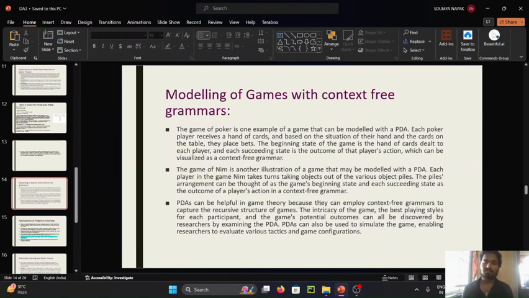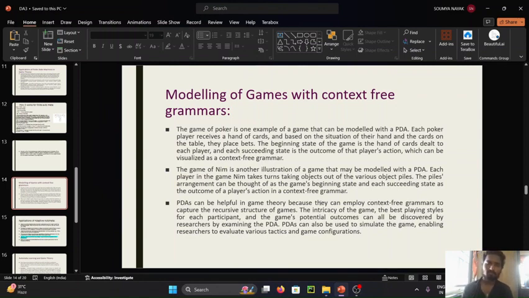The pushdown automata can be helpful in game theory because they can employ context-free grammars to capture the recursive structure of games. The intricacy of the game, the best planning strategies for each participant, and the game's potential outcomes can all be discovered by researchers by examining the PDA. Pushdown automata can also be used to simulate games, enabling researchers to evaluate various strategies and game configurations.